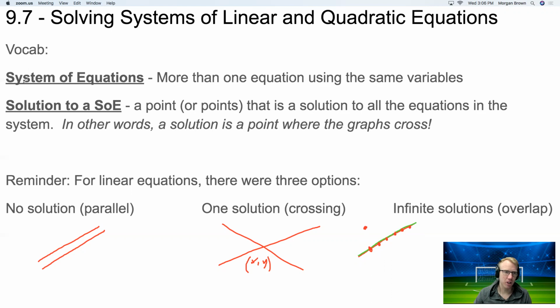So just kind of refreshing memory, a system of equations was when you have more than one equation together at the same time using the same variable, so they can be plotted together on the same axis. And a solution is where those two lines cross, or a point that is a solution to both of the equations in your graph. So now we're going to take this idea, which is all review, and we're going to apply it to the new thing we've been learning, which is quadratics.